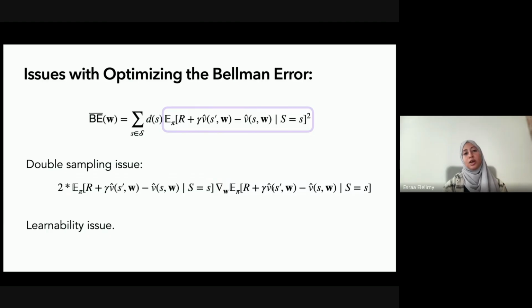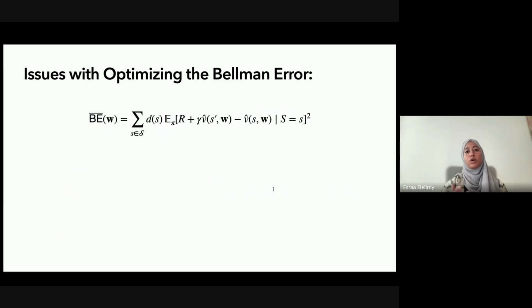Another issue is that there are some learnability issues with the Bellman error. I'm not going to go into details with these learnability issues, but there is a very nice example in the RL book in chapter 11, I think, about how this Bellman error is not learnable from a stream of observations, which is a big problem when using this Bellman error as an objective function. Okay, so this Bellman error was interesting, but we have some issues with optimizing it. So maybe we can look for other objective functions.